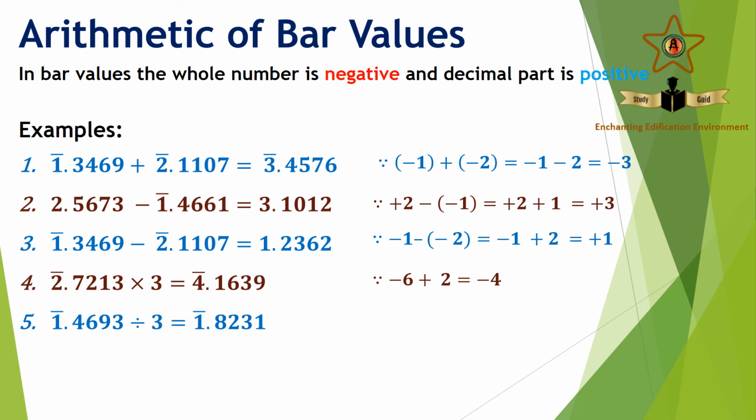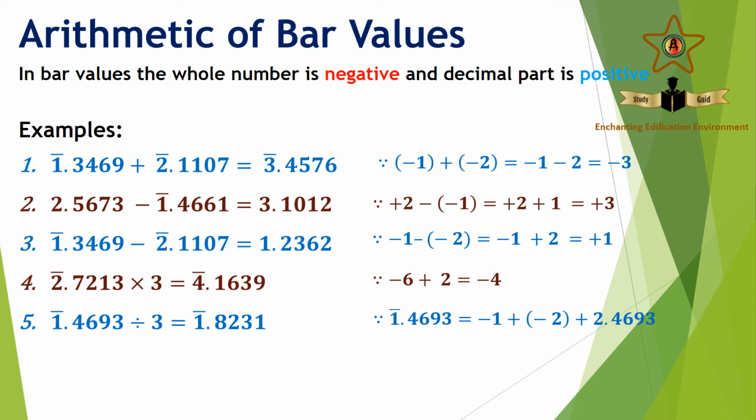The next one. Bar 1.4693 divided by 3. Now minus 1 cannot be divided by 3, as well as we can't take this decimal 4 and write it as 14 because 1 is minus and decimal 4 is plus. So we make this minus 1, or else bar 1, as bar 3, which is the smallest number which we can divide by 3.